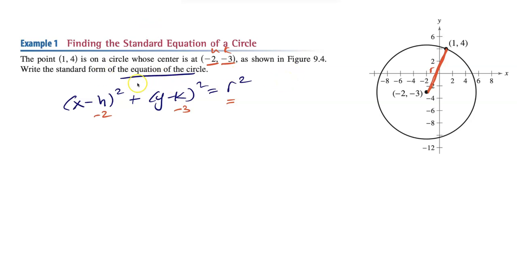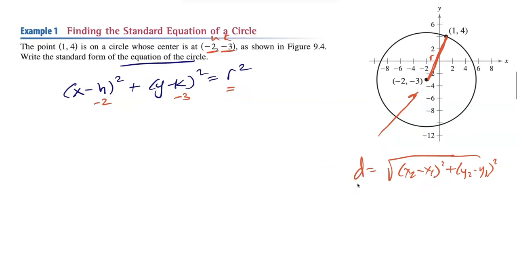There's a couple of ways to find r. One thing you could do is plug everything in: plug the point in for x and y, plug the center in for h and k, and then figure out what r is. Another way is to use the distance formula. If you remember your distance formula, it is the square root of x2 minus x1 squared plus y2 minus y1 squared. Either way, you're basically doing the same thing. I'm going to do the distance formula because I feel more comfortable with it.